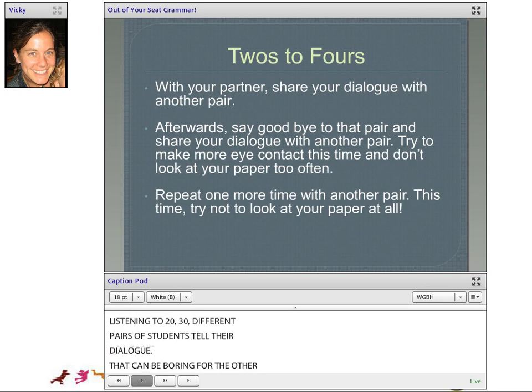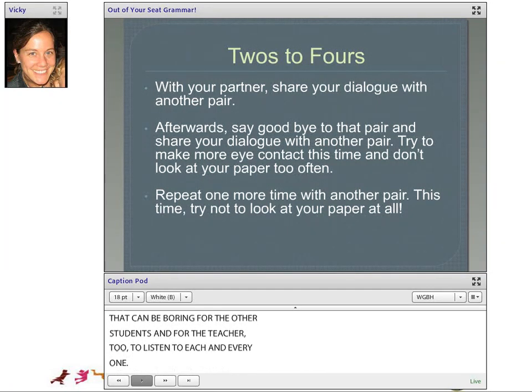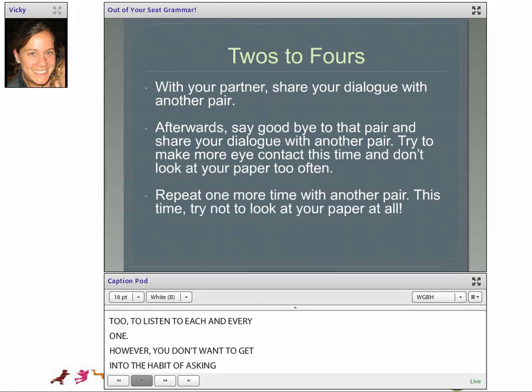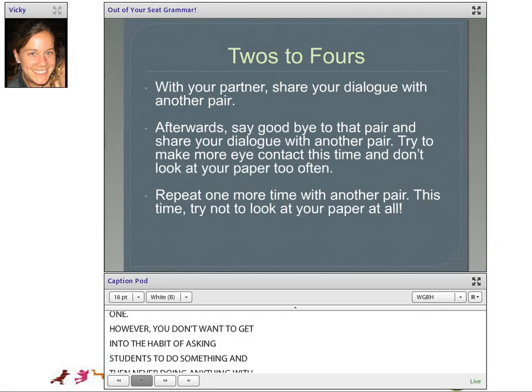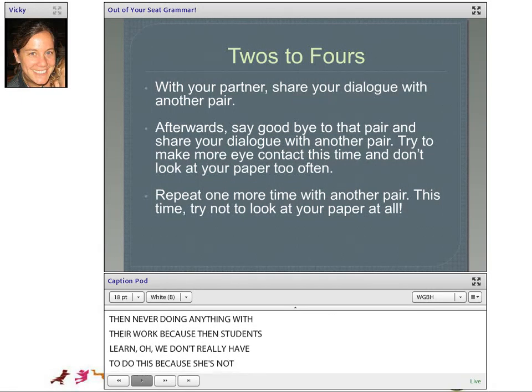to listen to each and every single one. However, you don't want to get into the habit of asking students to do something and then never doing anything with their work, because then students learn, oh, we don't really have to do this because she's not going to collect it and she's not even going to necessarily ask us to perform it.